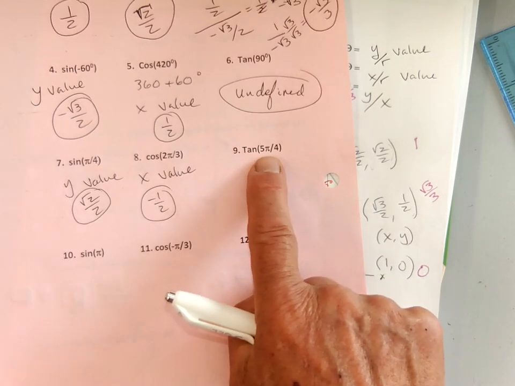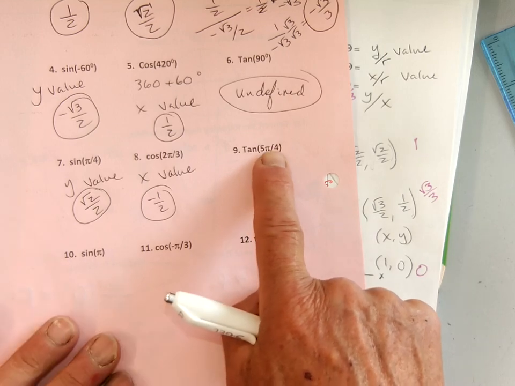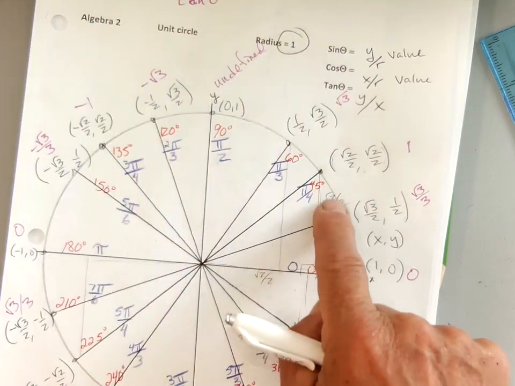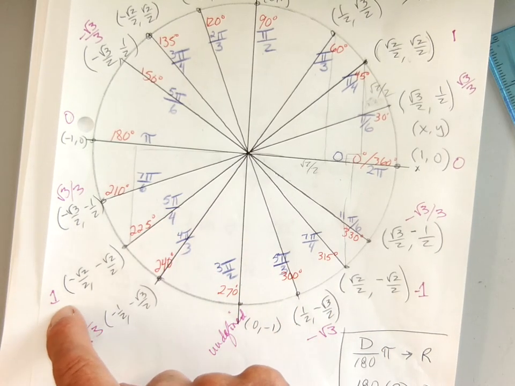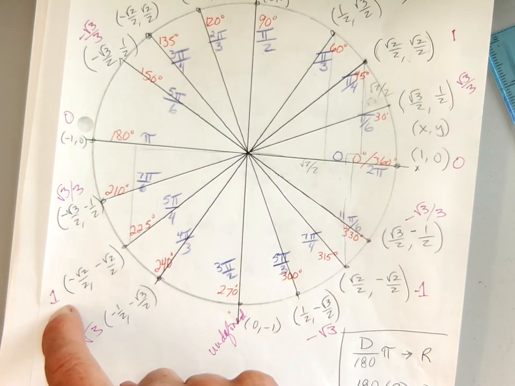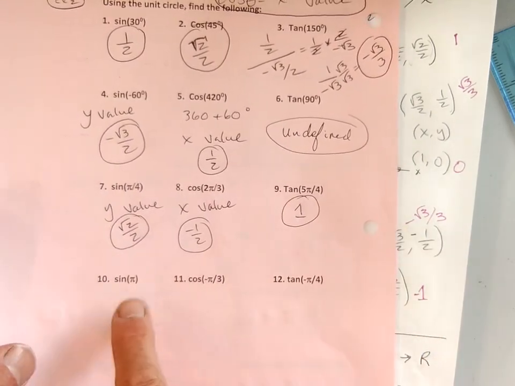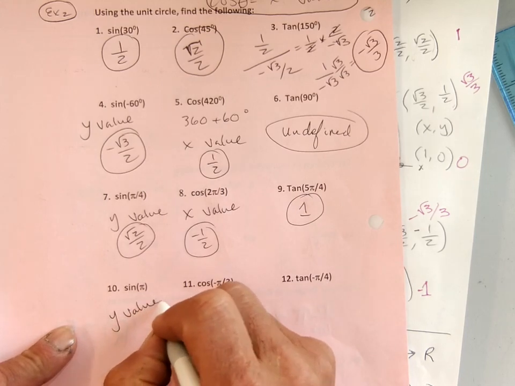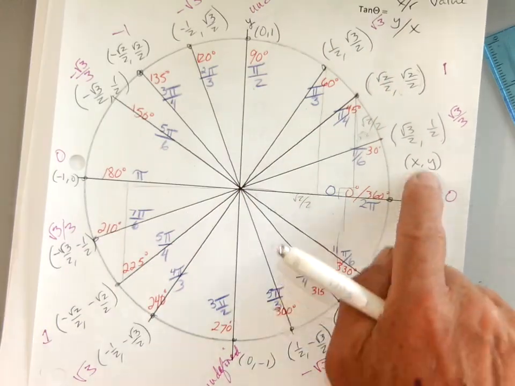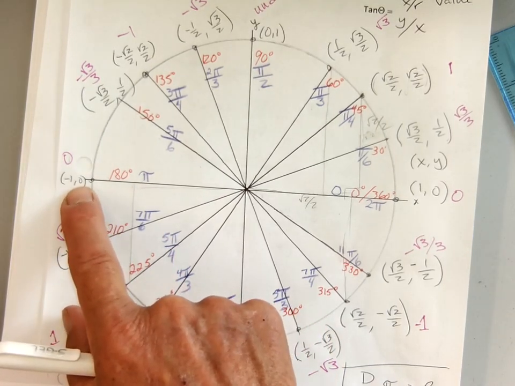5 pi fourths is a radian, but it's on my unit circle. I'm looking for my tangent value, so I go to 5 pi fourths, here, and so it's 1. Sophia gets it. It's 1. Awesome. Sine is a y value. Pi is on my circle here. My y value is 0.